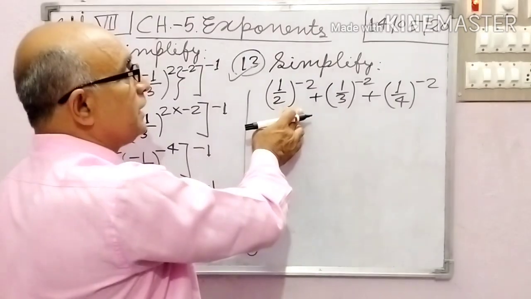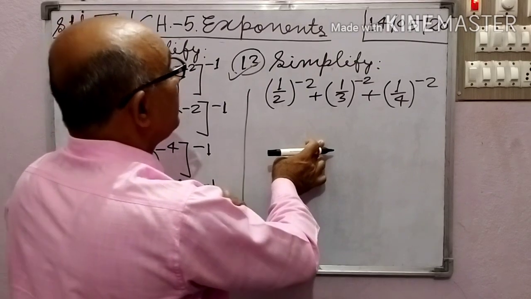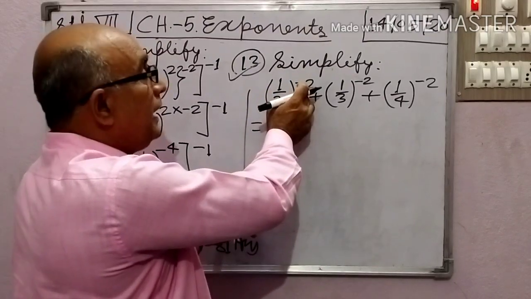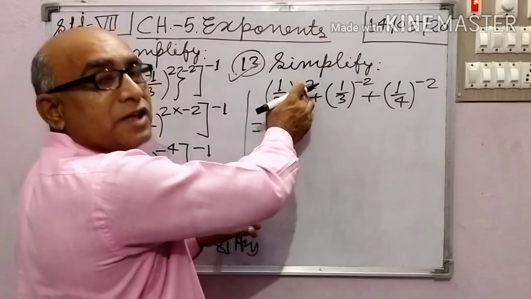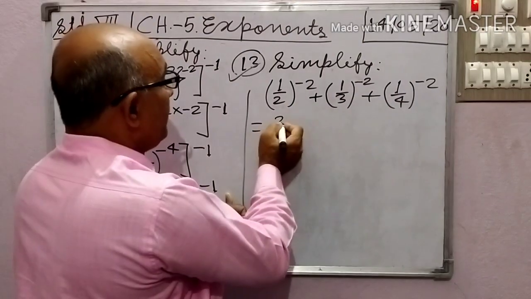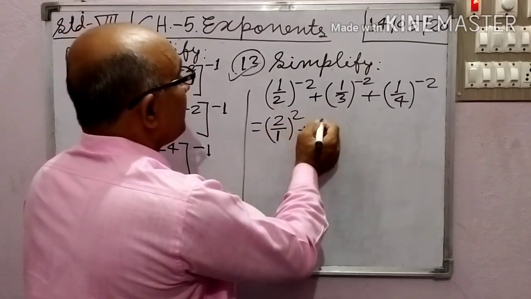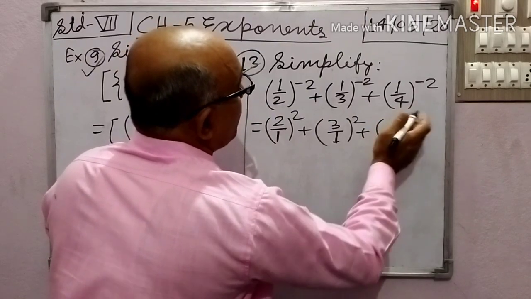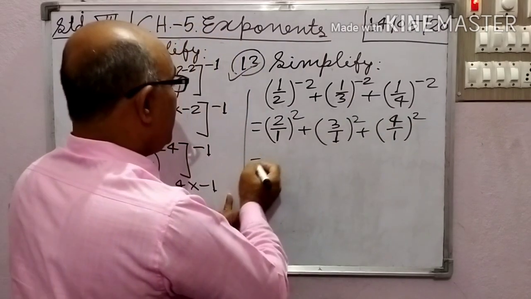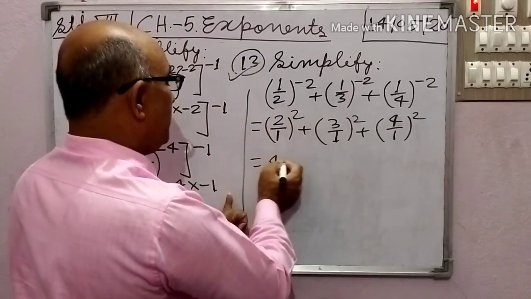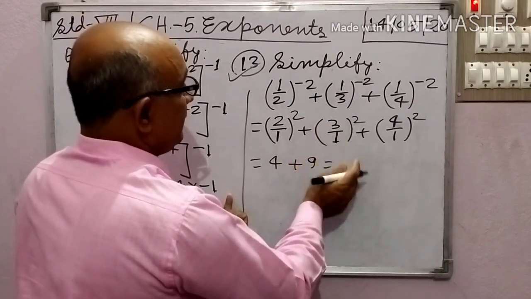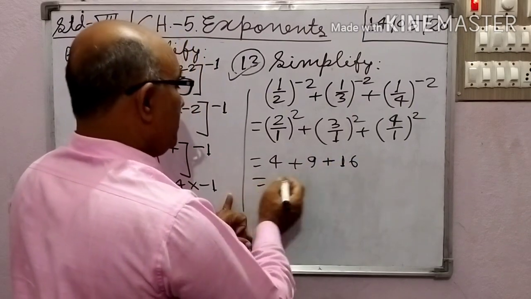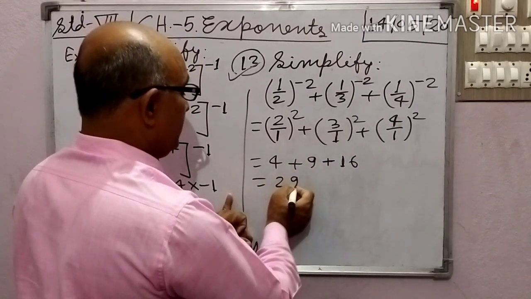Next question, question number 13. Simplify (1/2)^-2 plus (1/3)^-2 plus (1/4)^-2, minus (1/2)^-2. Law of exponent is (a/b)^-m equals (b/a)^m. So (2/1)^2 plus (3/1)^2 plus (4/1)^2 equals 2 to the power 2, that means 4, plus 3 to the power 2, that means 9, plus 4 to the power 2 equals 16. 16 plus 4 is 20, plus 9 is 29, answer.